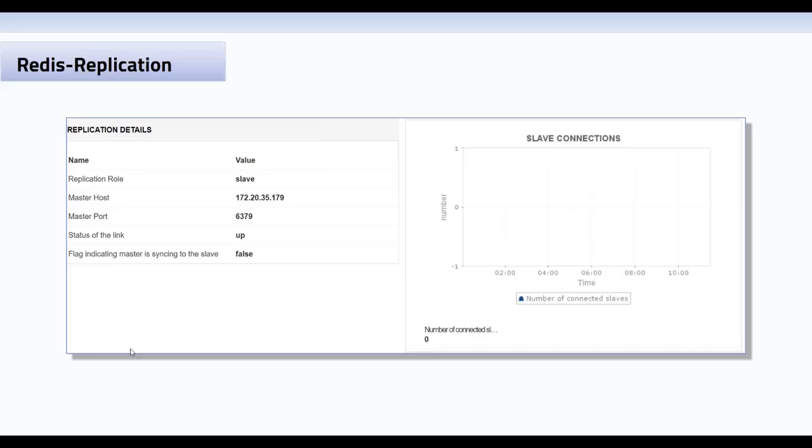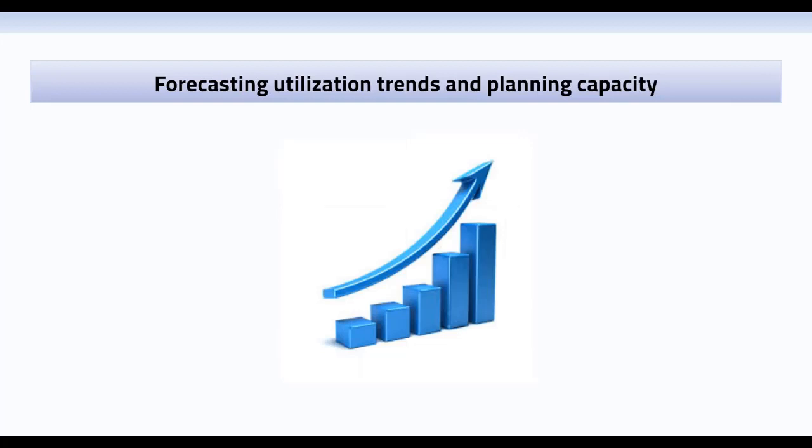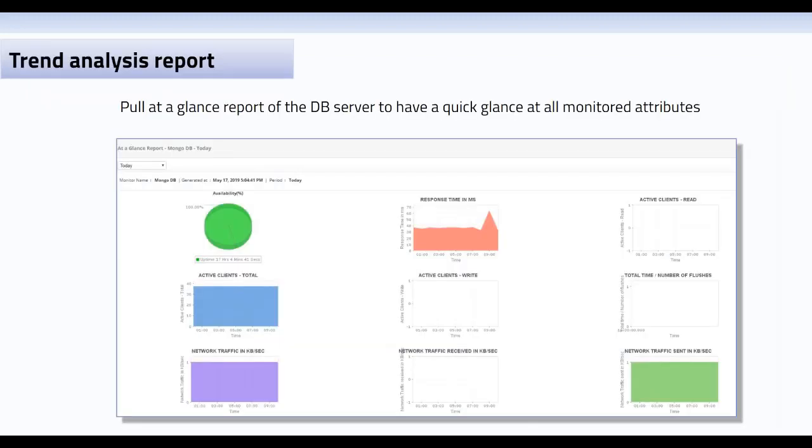So going back to the presentation and diving into the fourth and final part of today's agenda, which would be how to use Applications Manager to forecast utilization trends of your database, of your servers, and then subsequently using this insight to plan capacity for the future. So a quick look at certain slides before we dive back into the product one last time and see these details captured in the UI.